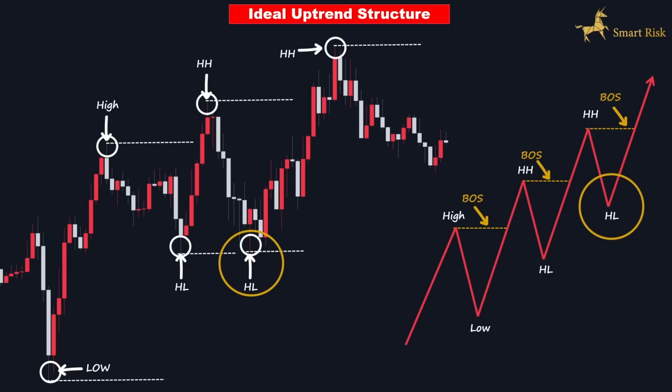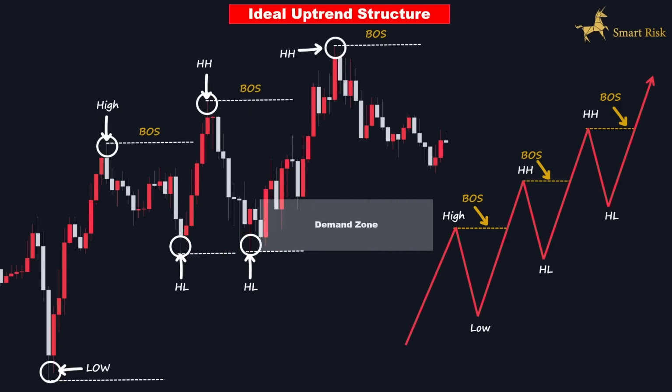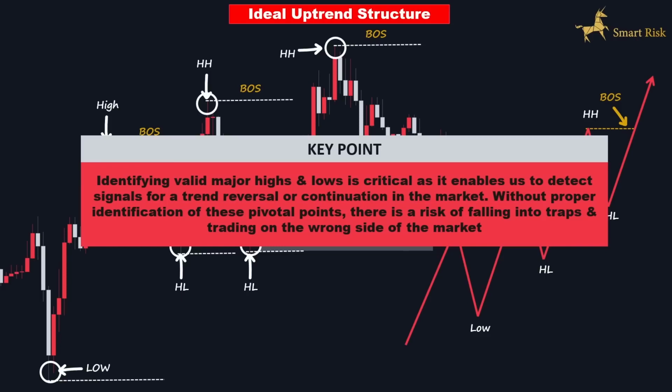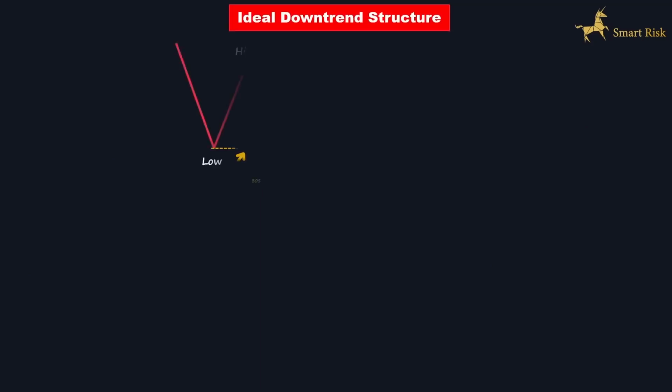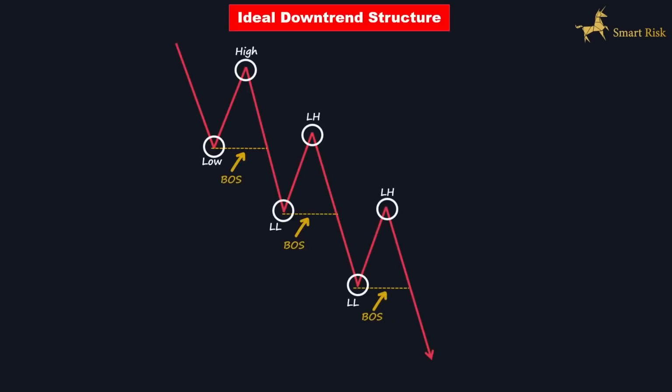Whenever the price breaks a major high to the upside, it forms a break of structure and establishes a demand zone associated with the BOS wave. Identifying valid major highs and lows is critical as it enables us to detect signals for a trend reversal or continuation in the market. Without proper identification of these pivotal points, there is a risk of falling into traps and trading on the wrong side of the market. The same concepts apply to the bearish scenario. In a downtrend, prices consistently create a series of lower lows and lower highs. In this scenario, the price has a tendency to break the previous lows while maintaining the highs.